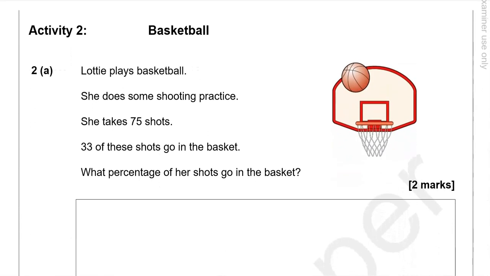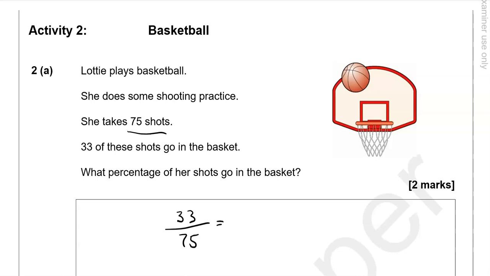Activity 2, basketball. Lottie plays basketball. She does some shooting practice. She takes 75 shots. 33 of these shots go in the basket. What percentage of her shots go in the basket? So 33 out of 75.